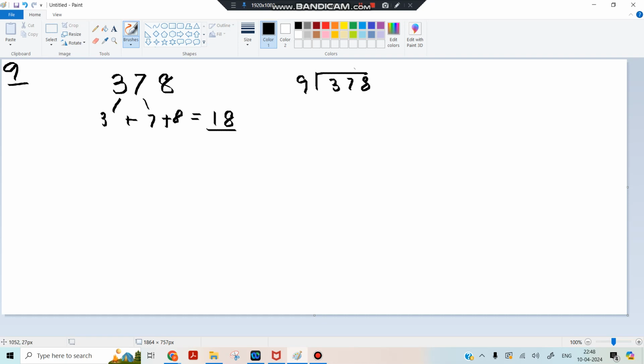So if you check, 9 fours are 36, 18, 9 twos are 18. So it is divisible by 9. Let's take another example.